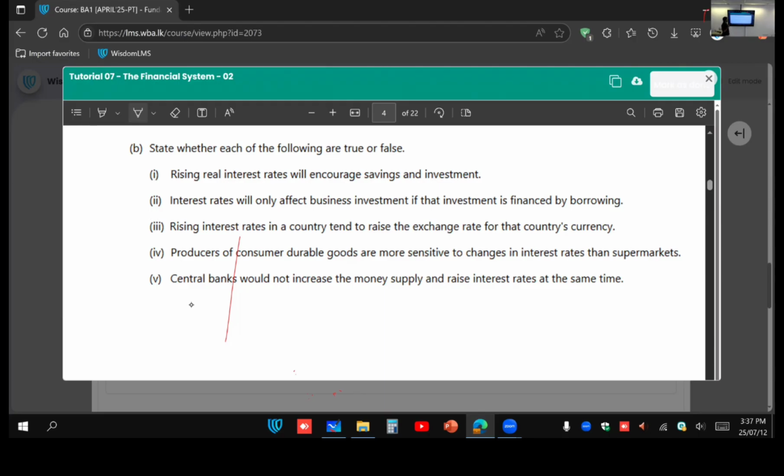Rising real interest rates will encourage savings and investments. True or false? Those who say true? Those who say false? Right. Is it true? Only the real interest rate.